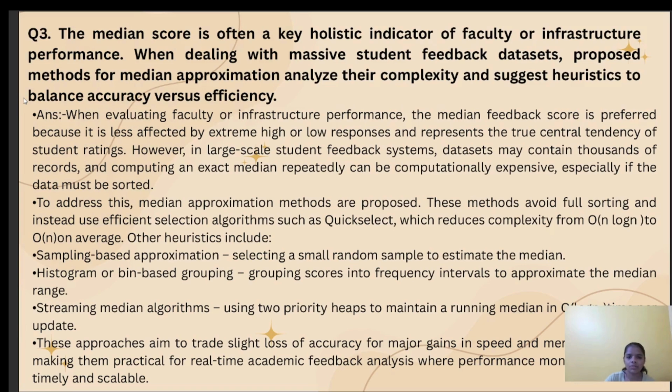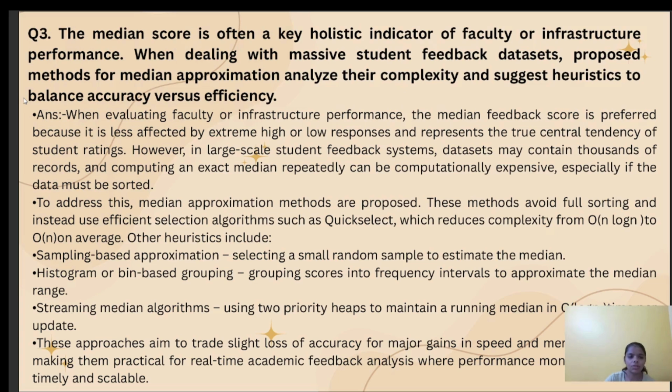However, in a large scale student feedback system, data sets may contain thousands of records, and computing an exact median repeatedly can be computationally expensive, especially if data must be sorted. So to address this, median approximation methods are proposed. These methods avoid full sorting and instead use efficient selection algorithms such as quickselect, which reduce the complexity from O(n log n) to O(n) on average.